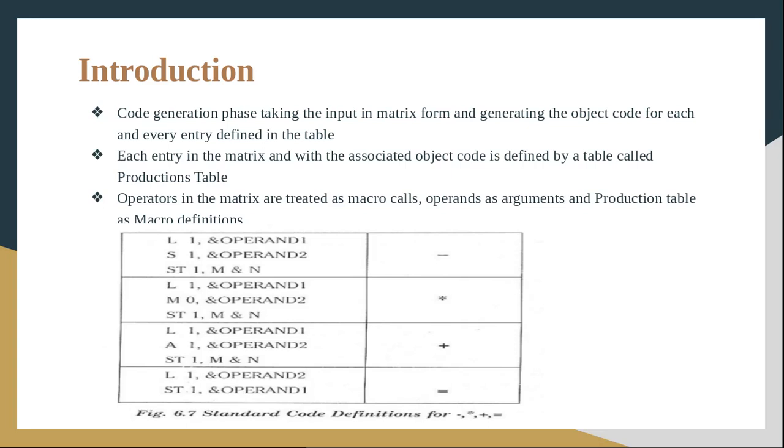So we are talking about code generation phase, and the input to the code generation phase is the optimized matrix form of our source program. And in this particular code generation phase, each matrix entry that is in the intermediate form will be converted into object code format. And how are we going to convert each matrix entry? It is already defined in a table called productions table. So by using code productions table, we will get object code for each operator, and we will be generating the object code for each matrix entry.